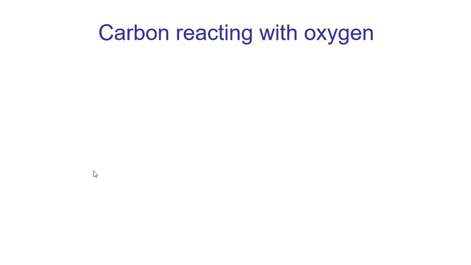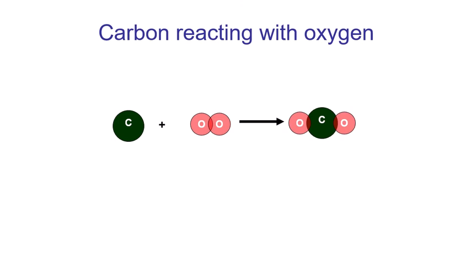Carbon reacting with oxygen. So there's a diagram of a carbon atom, and there's an oxygen molecule. See, there's two of them joined together, so we've got an oxygen molecule. And they turn into carbon dioxide. Carbon plus oxygen gives us carbon dioxide. So we can write that as a word equation that describes it in words. But what we've got on the screen here is how the particles behave. So there's a carbon atom, there's an oxygen molecule, and there's a carbon dioxide molecule.